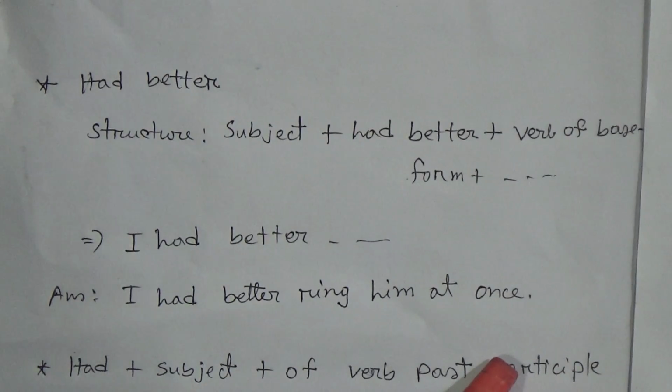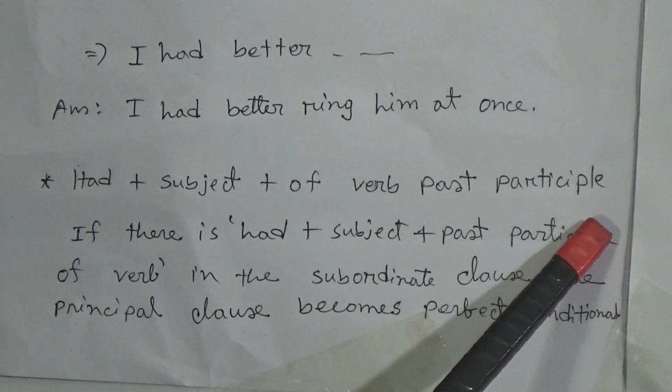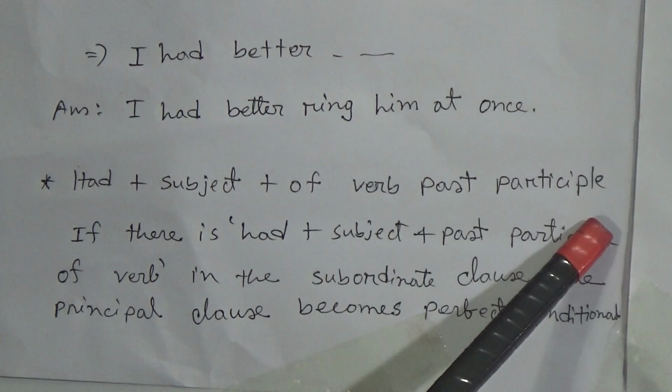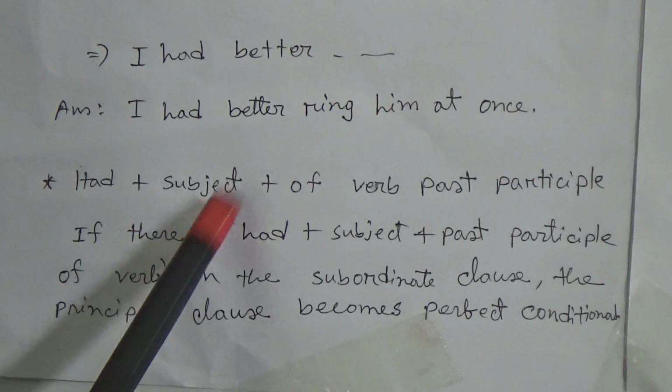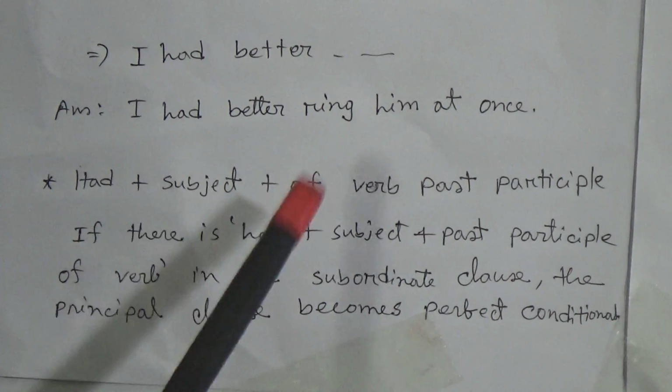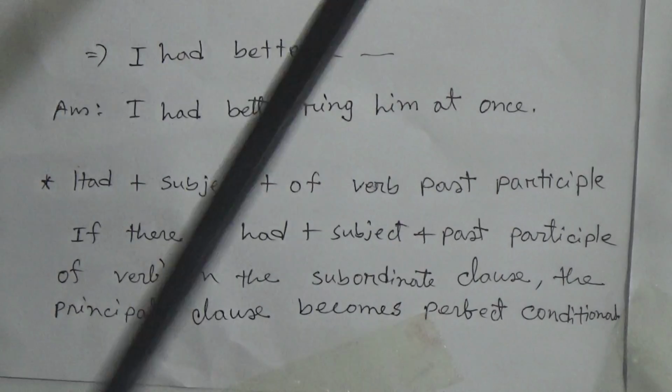Dear students, now I am going to discuss our next rule. Had plus subject plus past participle of verb. Listen dear students, if there is had plus subject plus past participle of verb in the subordinate clause, the principal clause becomes perfect conditional. Now I am going to say an example.